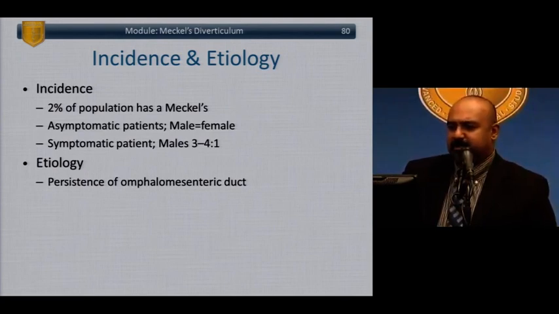Meckel's, fairly common. 2% of the population has it. Asymptomatic patients, usually male is equal to female. Symptomatic patients, males are actually 3 to 4 times more common than females. Etiology is basically the persistence of the omphalomesenteric duct.